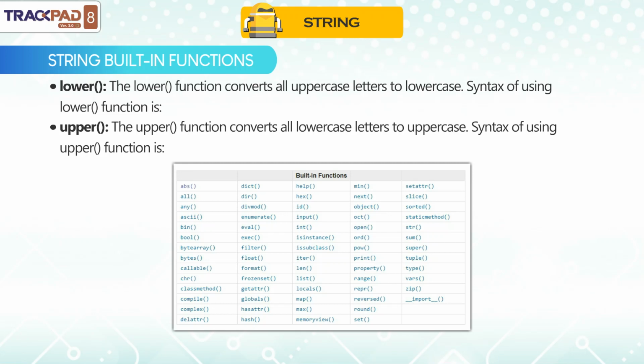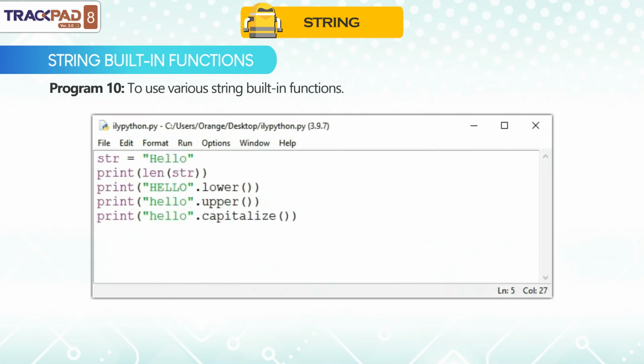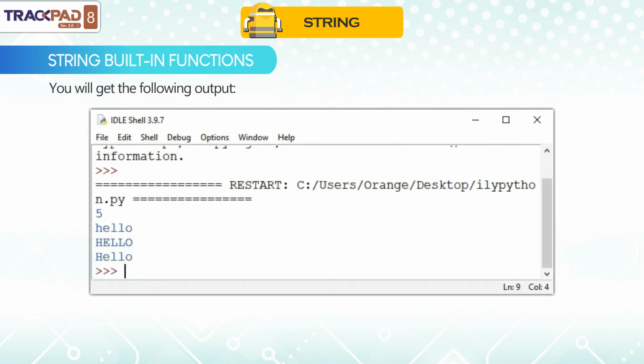Syntax of using the upper() function is upper(). The capitalize() function returns a string with the first character in capital. Syntax of using the capitalize() function is capitalize(). Program 10 to use various string built-in functions. You will get the following output.